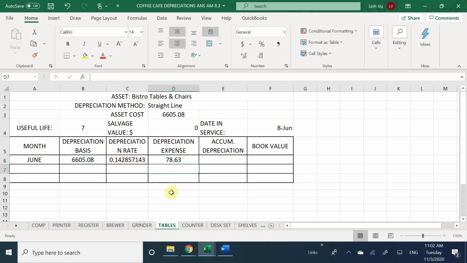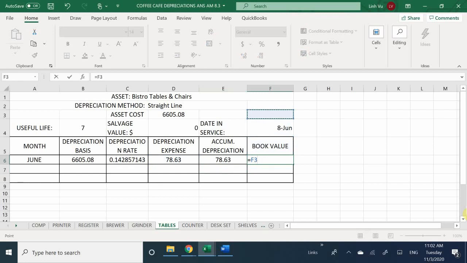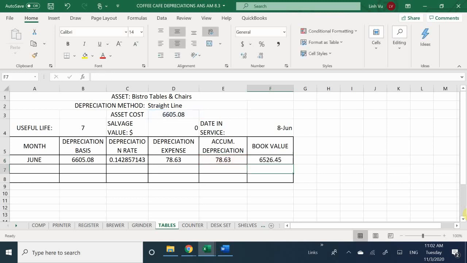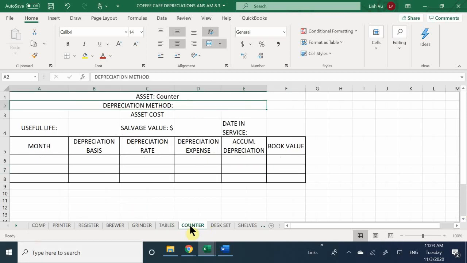78.63188. 78.63. Good. Right. Okay, that's our beginning. So therefore, what is going to be my new book value? 6522645. Good. Okay. So the next thing I have here is my counter.